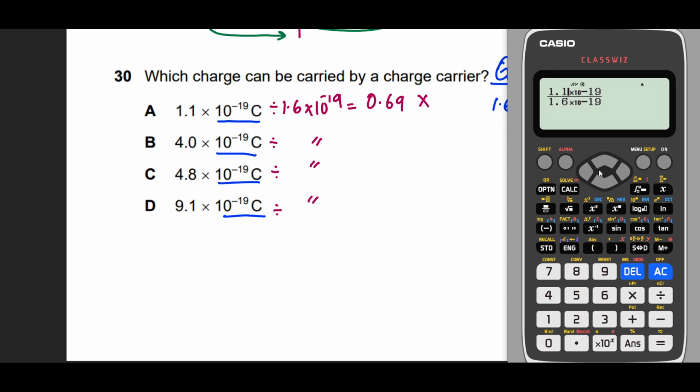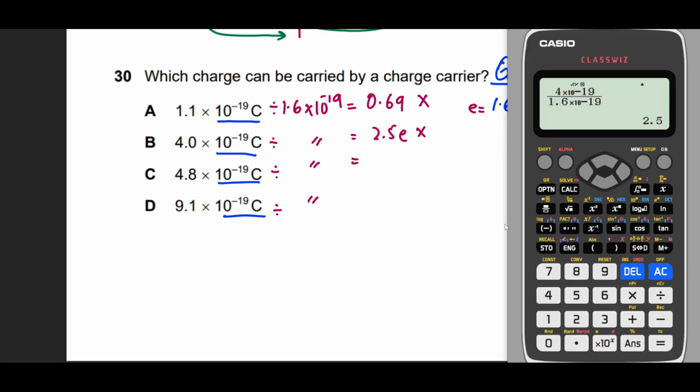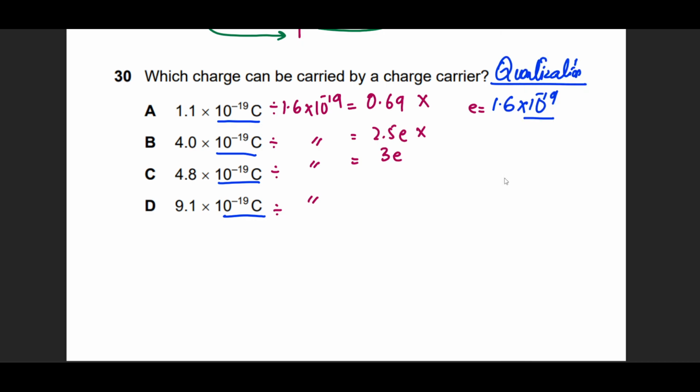Now option B suggests, I'm just going to edit this formula. It says 4 multiplied by this, divided by this. So 4 divided by this gives me again a fraction answer. So this is actually equal to 2.5 times the electronic charge, which is the elementary charge, this one. Again, this is not the answer. I'm looking for an integer. So let's edit with this 4.8. So 4.8 divided by 1.6. This is an integer number. This is the answer. But for the interest of science, let's go ahead.